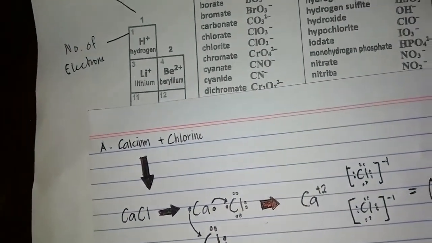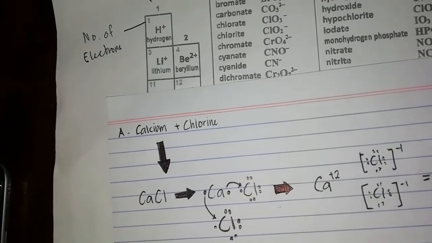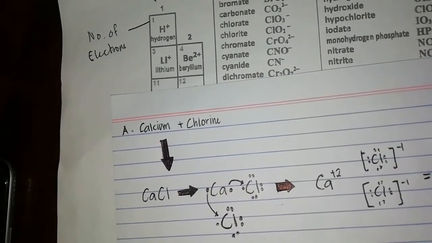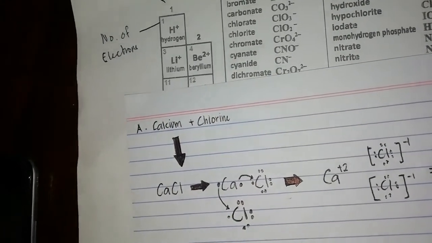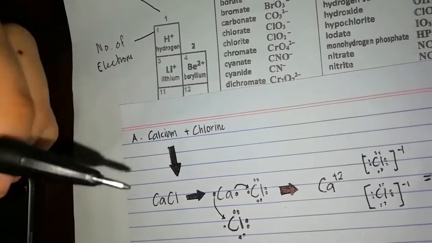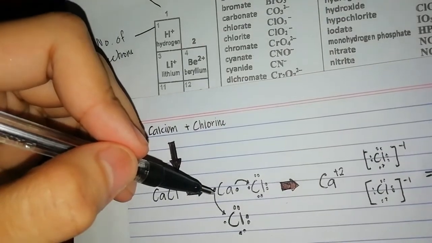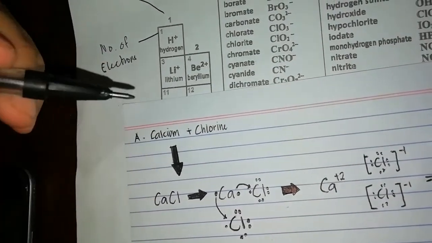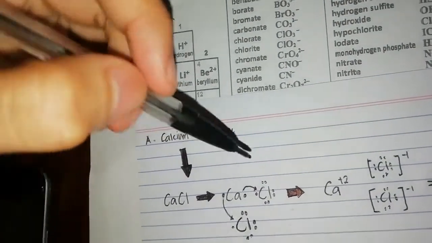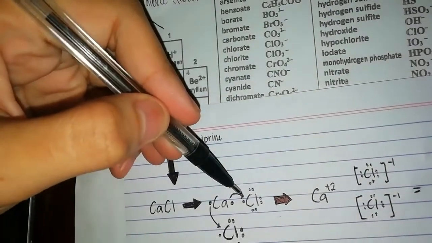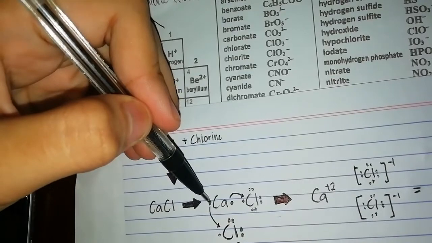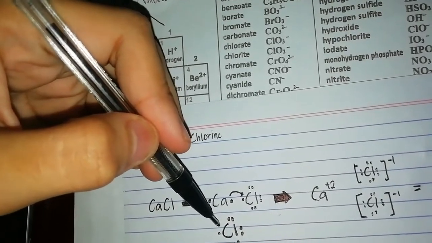To be able to complete the structure of each element, we're going to release the valence electrons of Ca to the chlorine, or Cl. The first valence electron goes to the Cl, and the second goes to the second Cl.